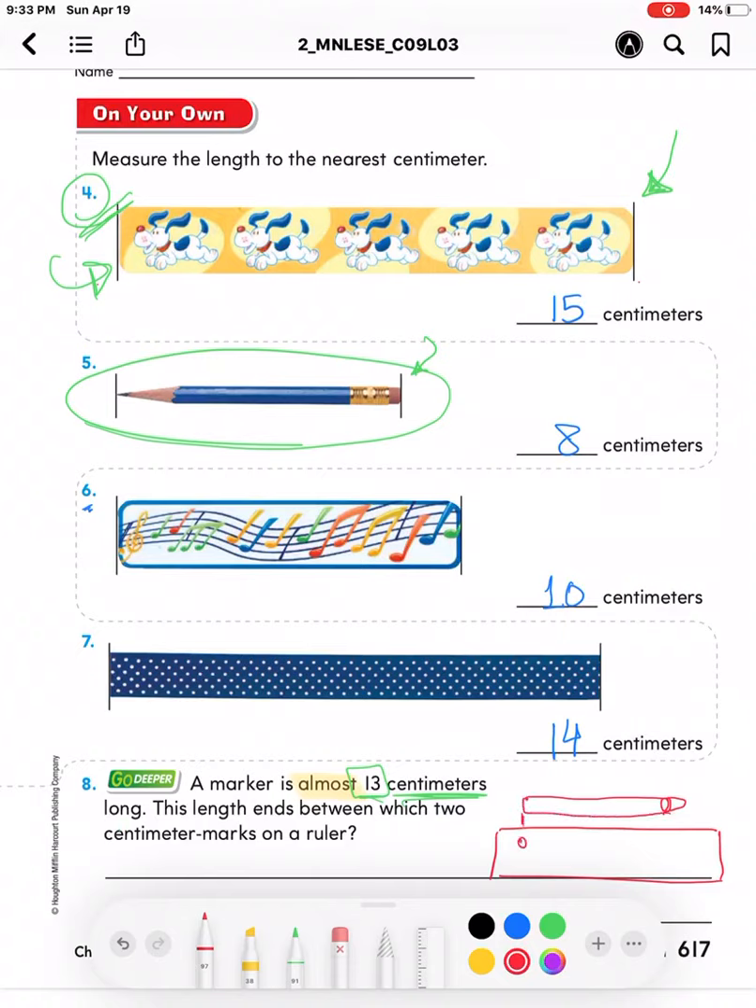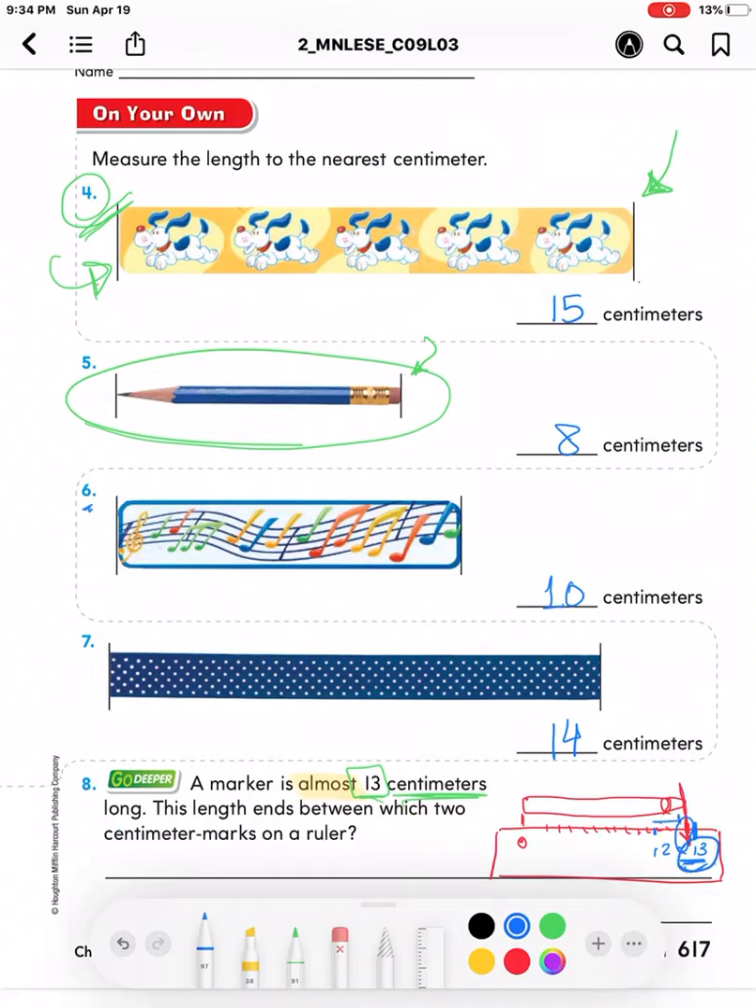And here we got the 0, and we got a lot of centimeters, but at the end of this, we can see that 13 is right here and 12 is right here. So that means that the marker is almost, it didn't reach 13 yet because 13 is here, but it's almost, it's more close to 13 than 12.